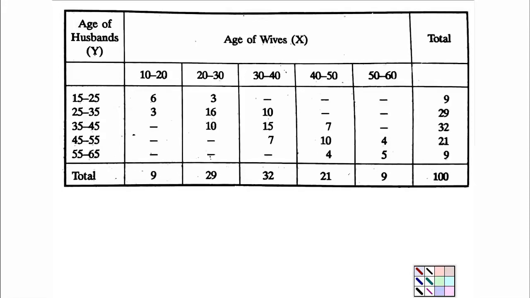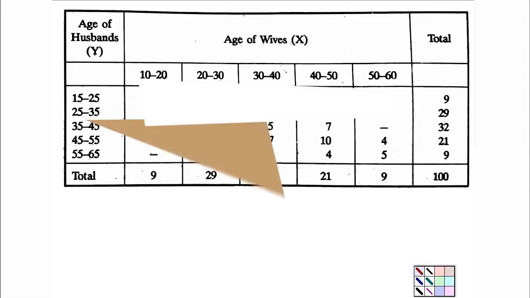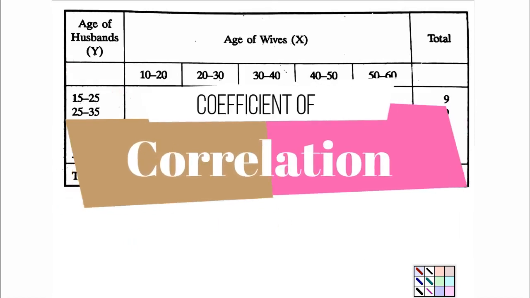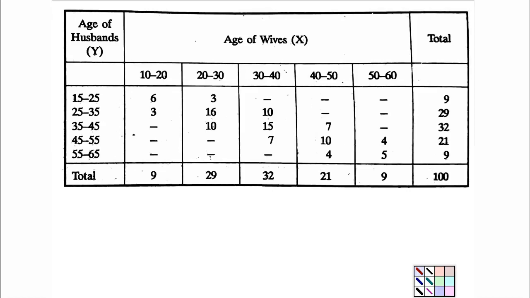Hello and welcome to this question on coefficient of correlation. We'll try to find out coefficient of correlation for the data given in this question. So the data is organized like this: age of husbands 15 to 25, 25 to 35 and so on. And then we have age of wives 10 to 20, 20 to 30 and so on.